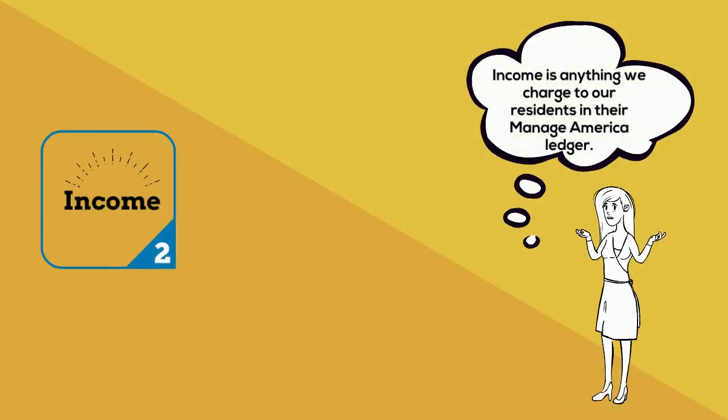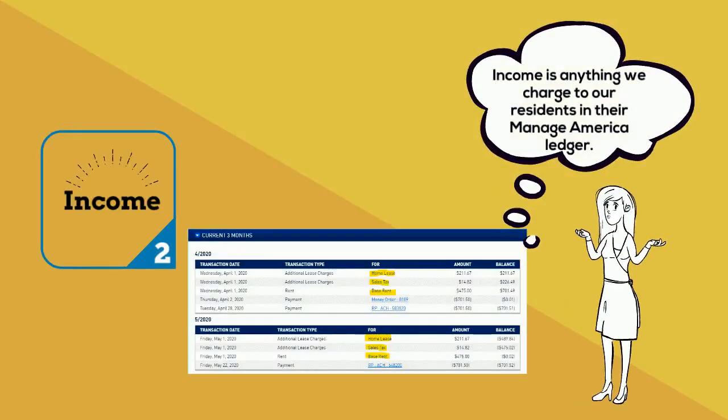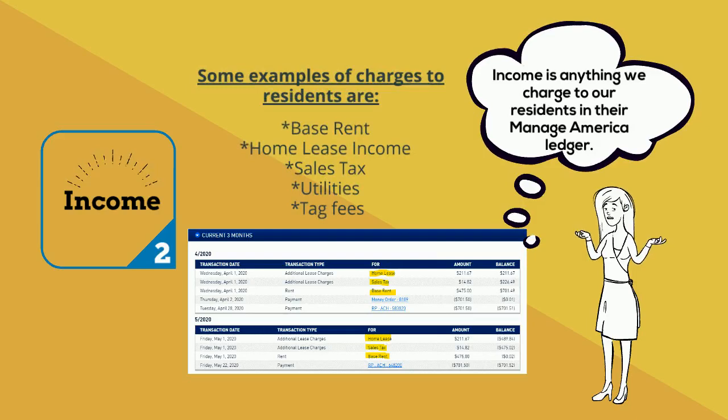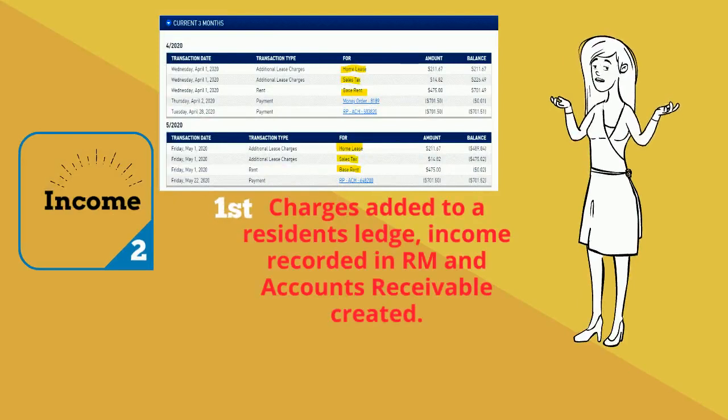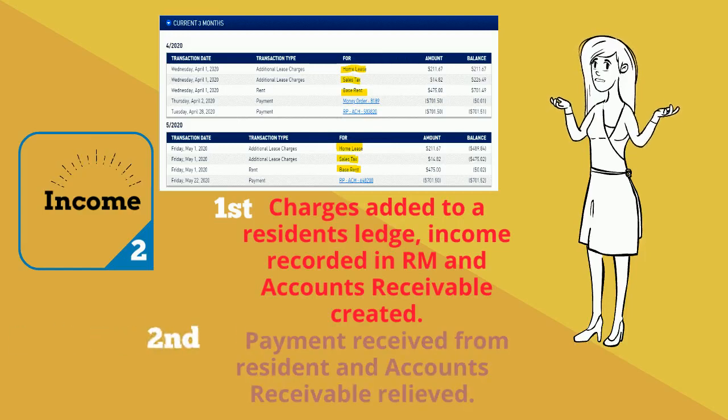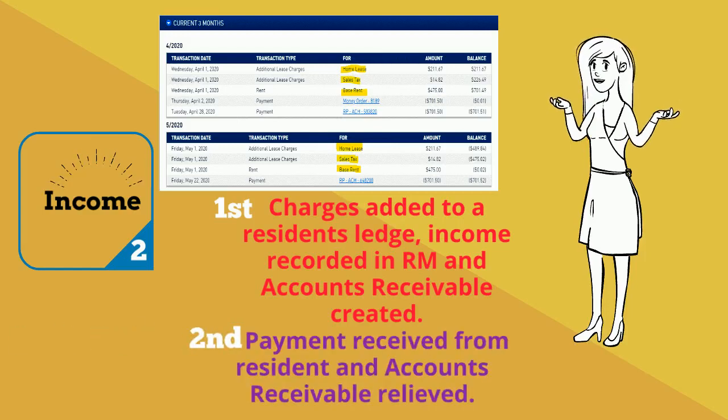Income is anything we charge to our residents in their Manage America ledger. Some examples of charges to residents are base rent, home lease income, sales tax, utilities, tag fees, and the list goes on and on. Once an item is charged to a resident's ledger, that is what then triggers the income to be recorded in RM, and it also creates an accounts receivable, which is an asset showing we earned the income. Once the resident makes the payment, the accounts receivable is then relieved.